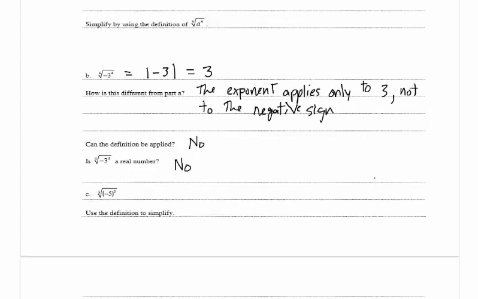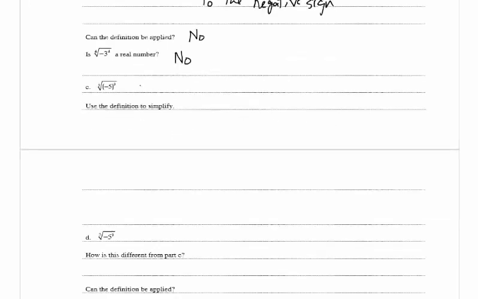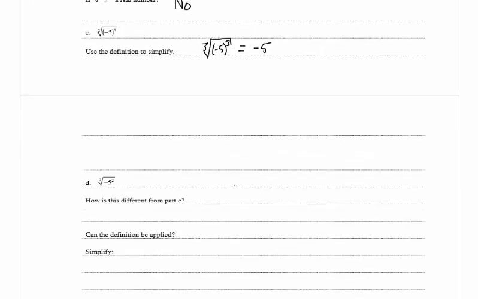In C, we have the cube root of (negative 5) cubed, and we want to use the definition to simplify. And if we use the definition to simplify, we can say that the cube root of (negative 5) cubed is equal to negative 5. In D, it says the cube root of negative 5 cubed. And it asks, how is this different from part C? And it's different because the exponent applies only to the 5.